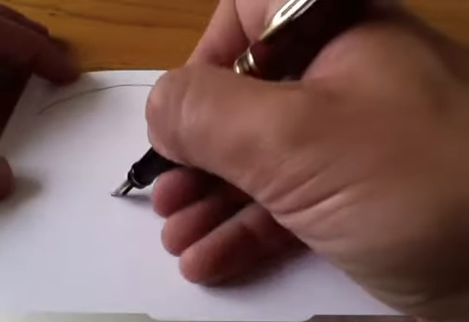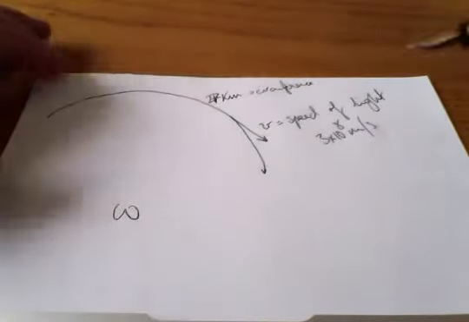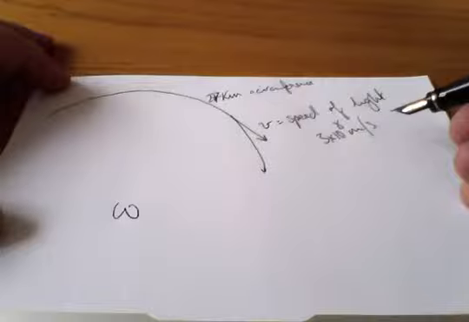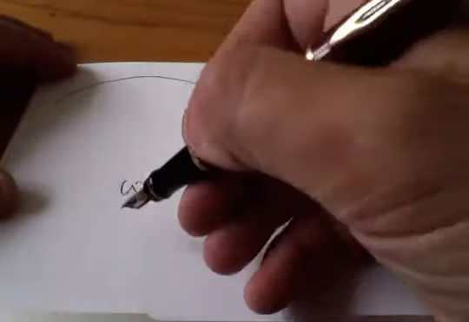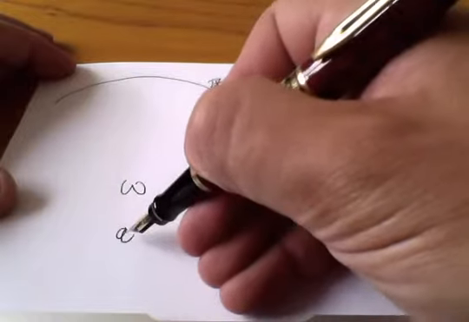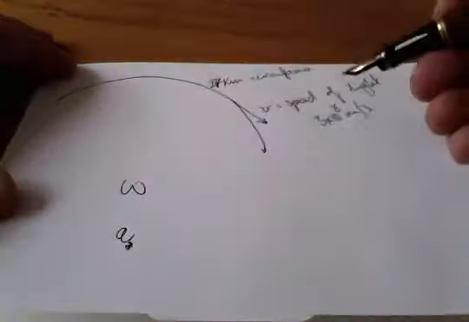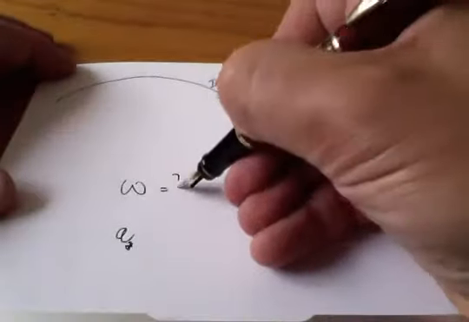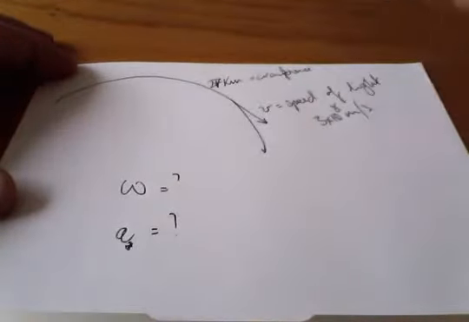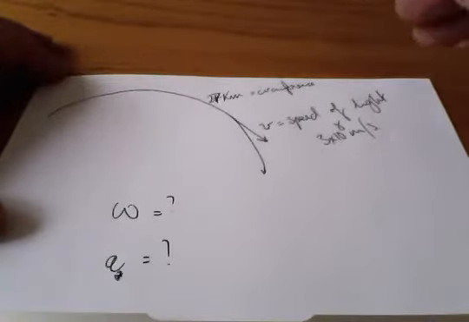I want to know the angular speed of those electrons or protons, depending on whether it was the LHC or the LEP. I want to know the acceleration required to keep those going around in a circle. So angular velocity and the acceleration. If you think you know how to do it, hit pause. Otherwise, here comes the answers.